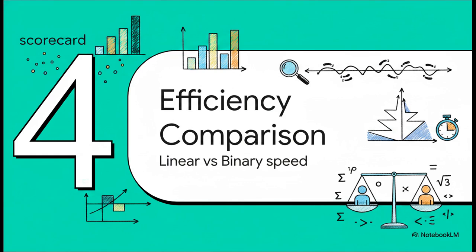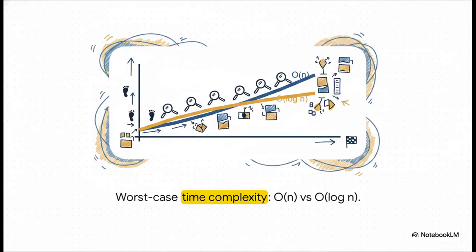Section 4. Comparing algorithm efficiency. Linear versus binary speed. This brilliantly illustrates the real-world difference between them using big O notation, which, if you recall, is how we measure an algorithm's worst-case time complexity. Look at the dark blue line, O of n, representing linear search. It shoots straight up diagonally. As the number of items grows, the time it takes grows at the exact same direct rate.